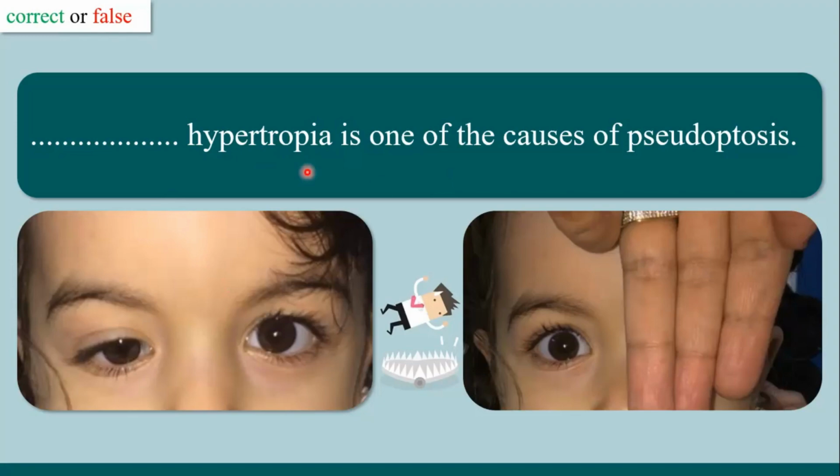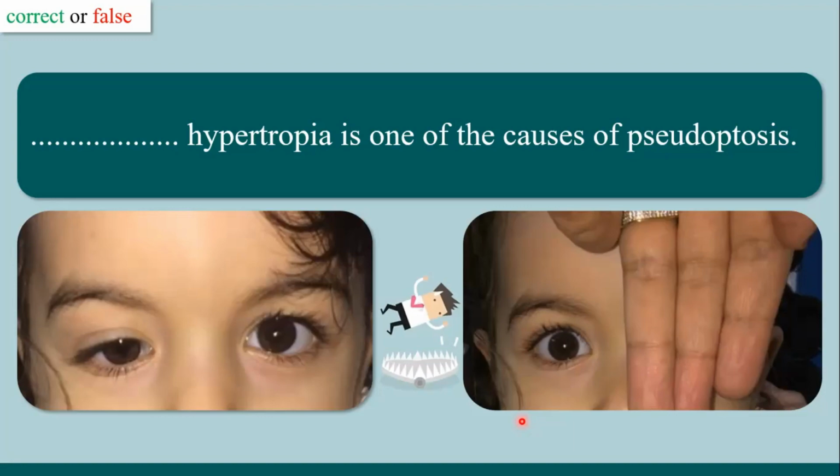Hypotropia is one of the most important causes of pseudotosis, okay? But as you can see, the H here is in lowercase, so this is not the start of the sentence. There is something missing here. What can we add before hypotropia if we are going to say it is one of the causes? Can we add an additional word before hypotropia?